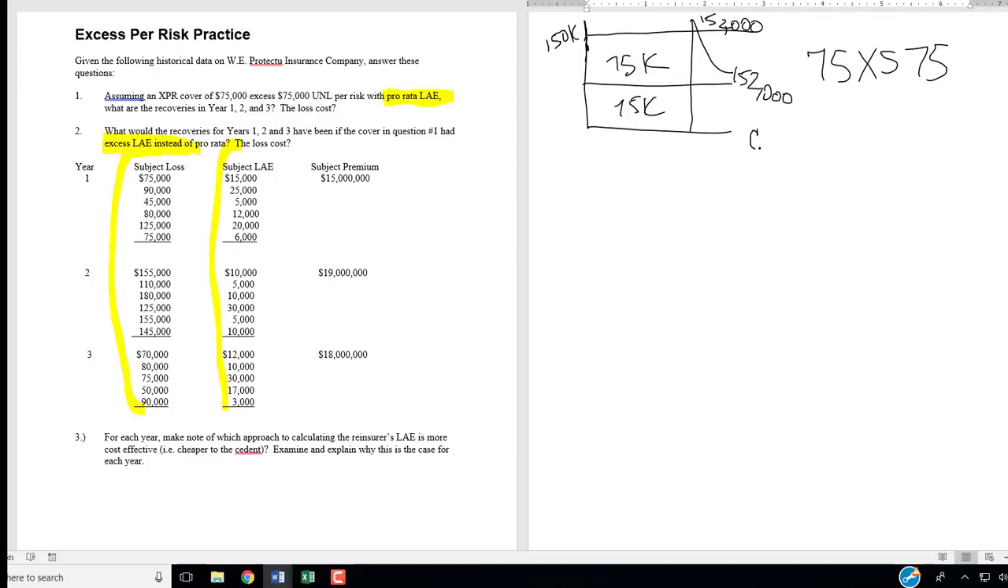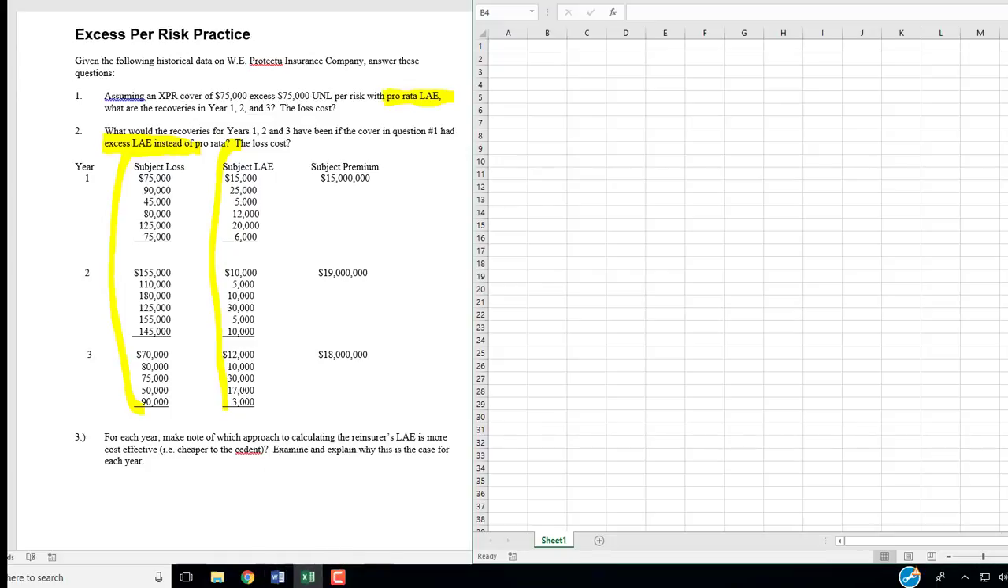That the cedent is going to pay the $75,000. The reinsurer is going to pay $75,000 because it blows through, so-called, the entire cover. And then this last $2,000 here is also going to be paid for by the cedent. So the cedent's total loss is $77,000, and they will recover $75,000 from the reinsurer. So let's put these numbers in the spreadsheet.